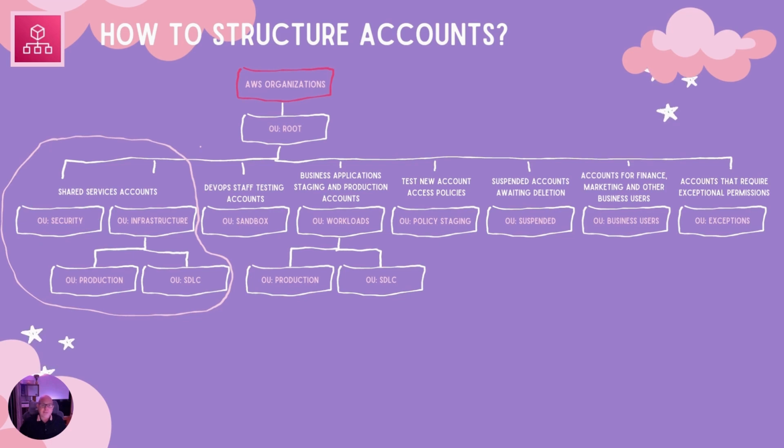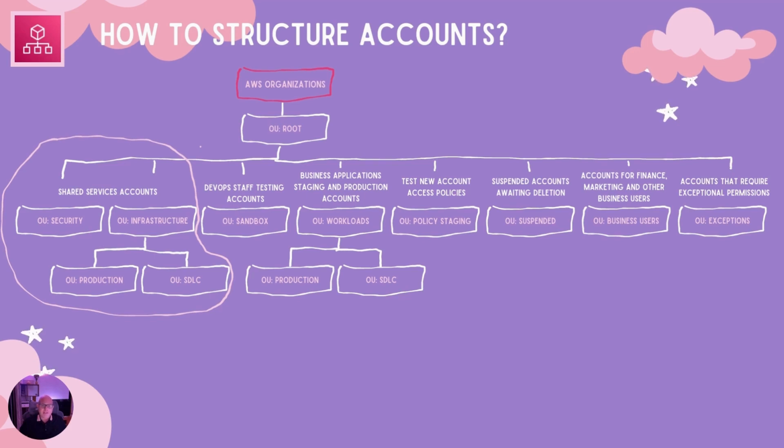Given that most companies have different policy requirements for prod and non-prod environments, you can then branch out into production OUs and non-production OUs, here called SDLC. So SDLC would contain any pre-production environments.